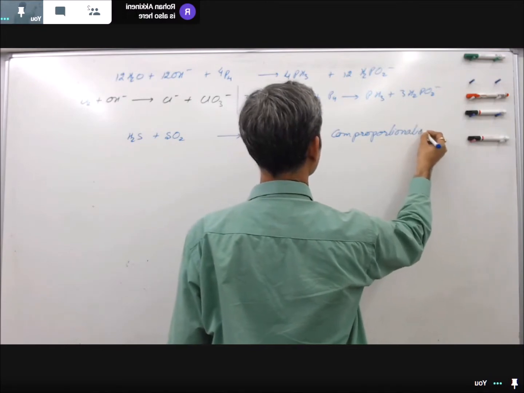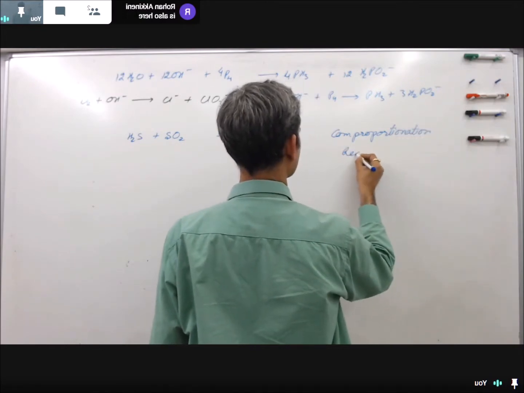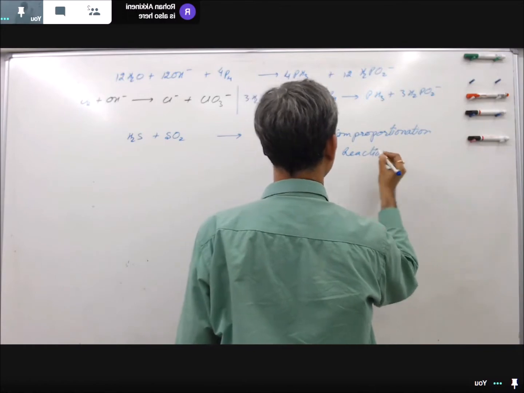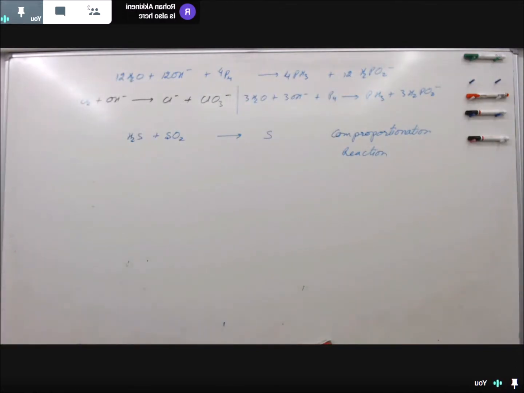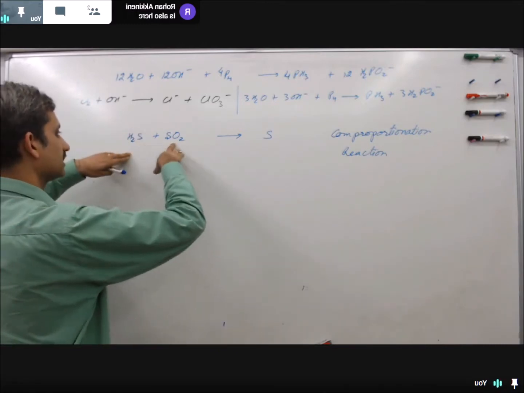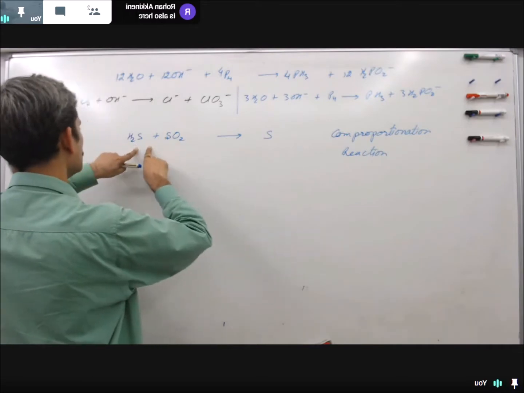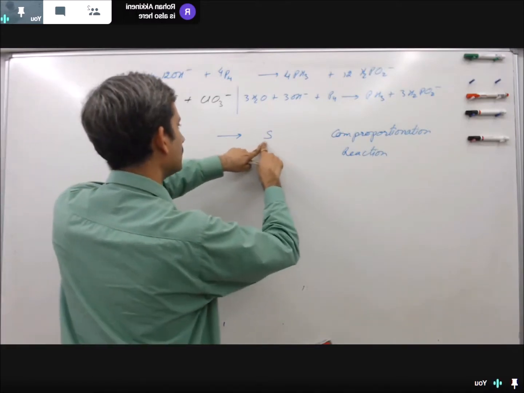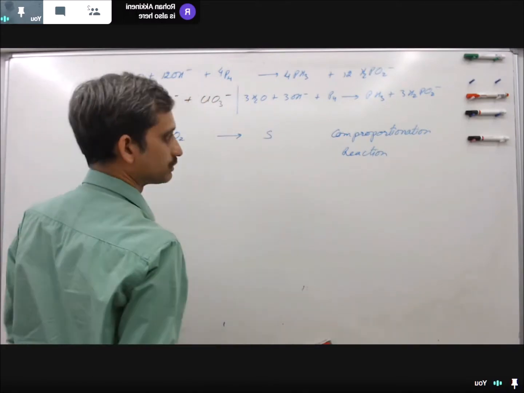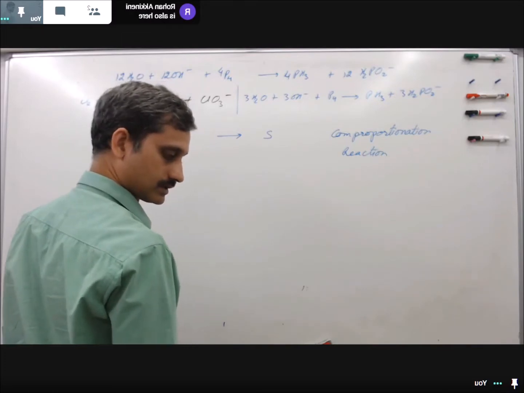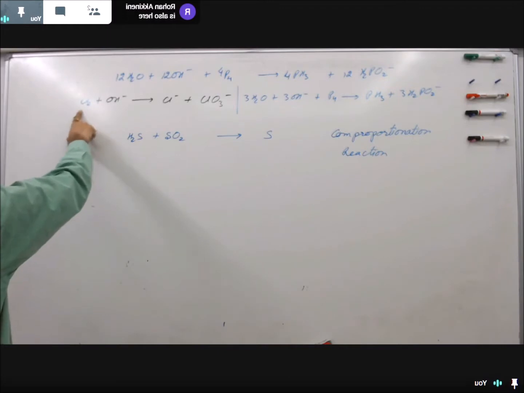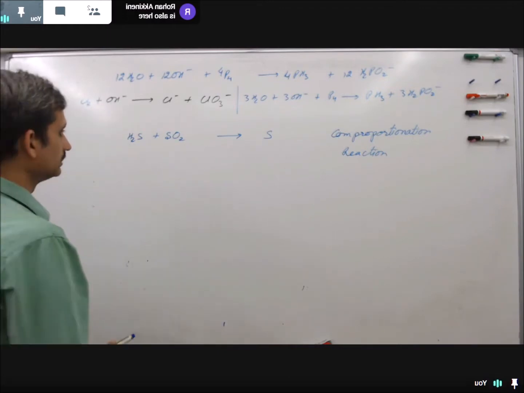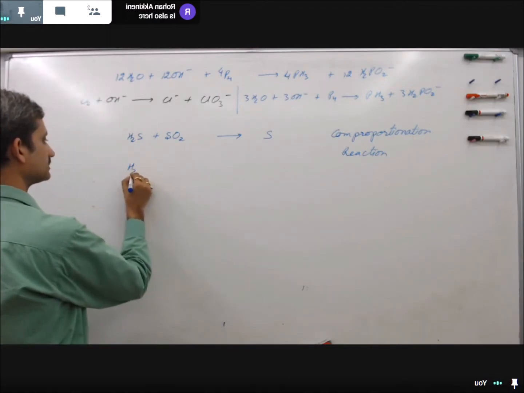comproportionation reaction. Now, this is entirely reversed because this is a reaction in which there are two reactants giving one product, the two different oxidation states actually going to one. So it is the reverse of disproportionation. In disproportionation, we were writing the reactant twice. But here we are going to write the product twice.